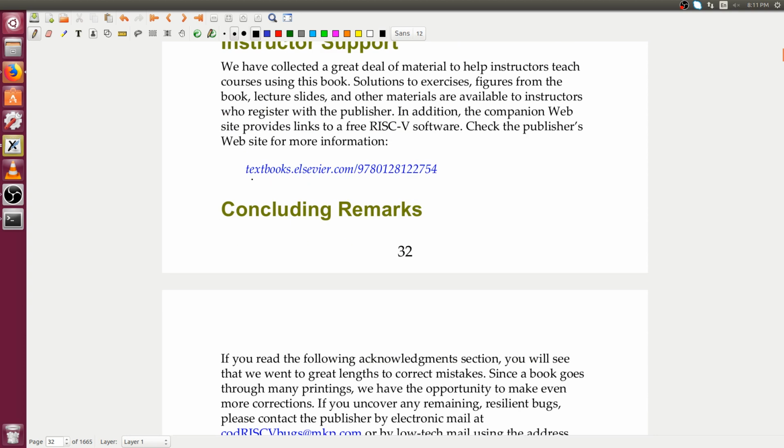Instructor support. I don't need instructor support. I am the instructor. Click the bell. Click the bell. I don't know what the bell is. I guess the bell is probably like follow or something.